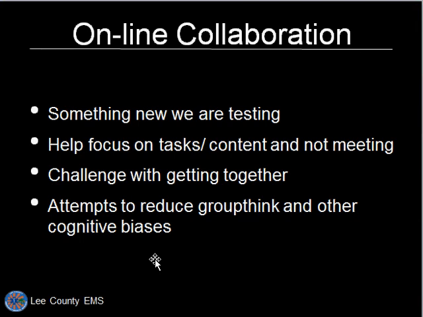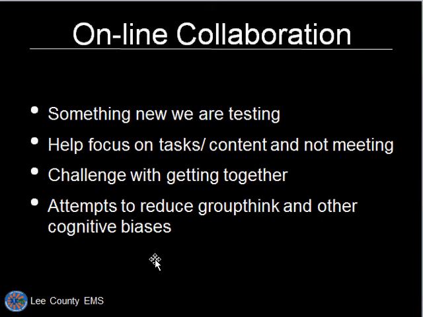Groupthink is a psychology term that we use to describe conformity behavior that groups of people display while working together. It's an unconscious attempt to minimize conflict and reach consensus. And probably the most scary example of this would be jury discussion.